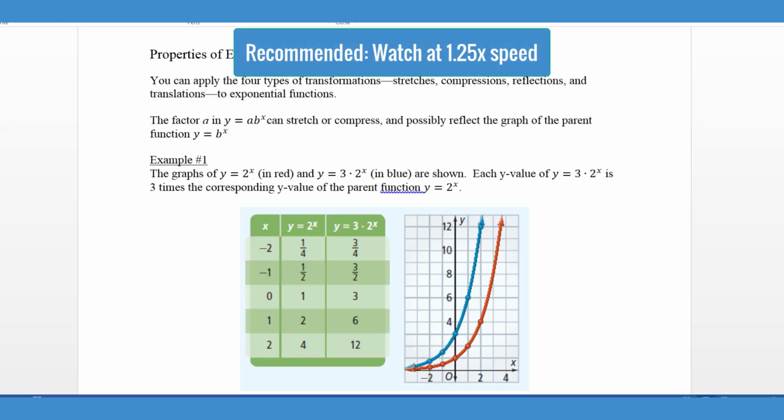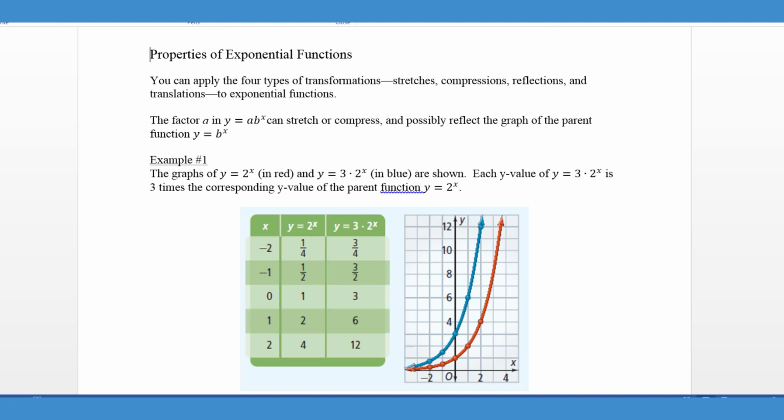For this next lesson, we'll be focusing on the properties of exponential functions. At this point, you've already seen the curve of an exponential growth function and an exponential decay function. And the other benefit that you have is you've actually worked with other functions before, so you have an idea of how functions work.